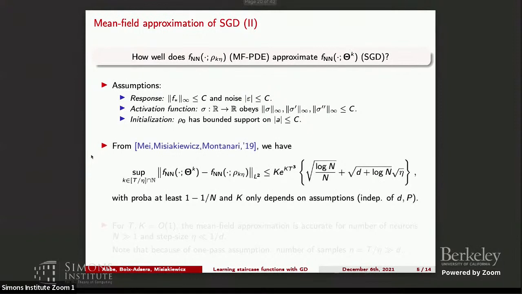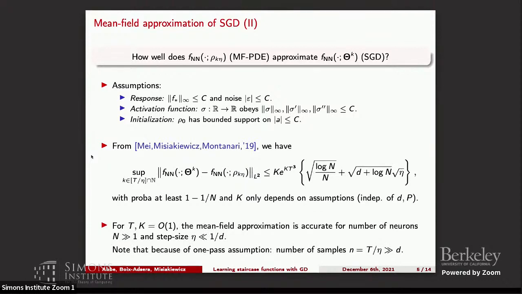From a previous paper with Song and Andrea, we proved the following bound. The neural network trained by SGD is close in L2 distance to the neural network trained by the mean field PDE up to time T. So it's bounded by this formula. The only thing to notice is that K only depends on the above assumptions, and so in particular, it will be independent of D and P.